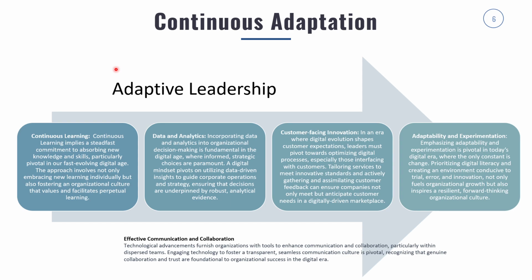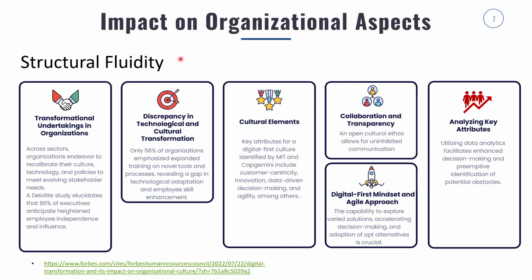Similarly, as the digital landscape evolves, there is continuous involvement of new technologies, for example, artificial intelligence. Therefore, adaptability and experimentation are important, to prioritize digital literacy and create an environment which is conducive to trial, error, and innovation. Coming to the next aspect, how change in the organizational aspects is required, and how digital transformation has an impact on the organizational culture.